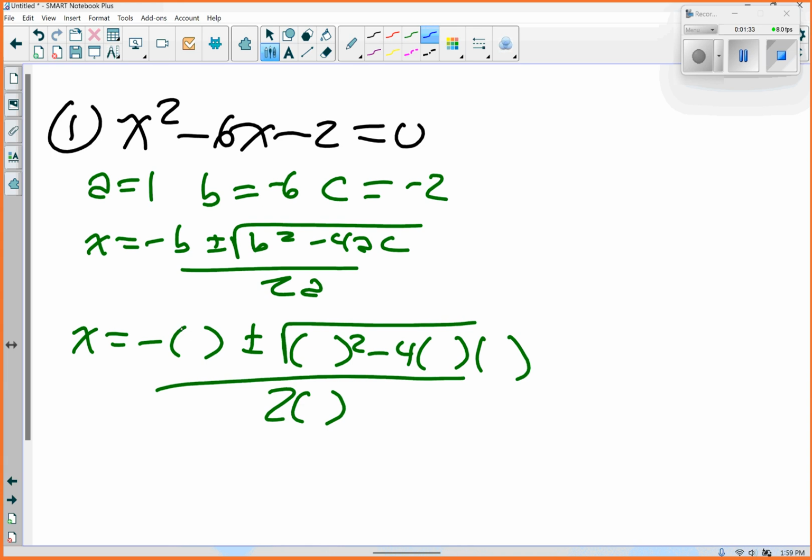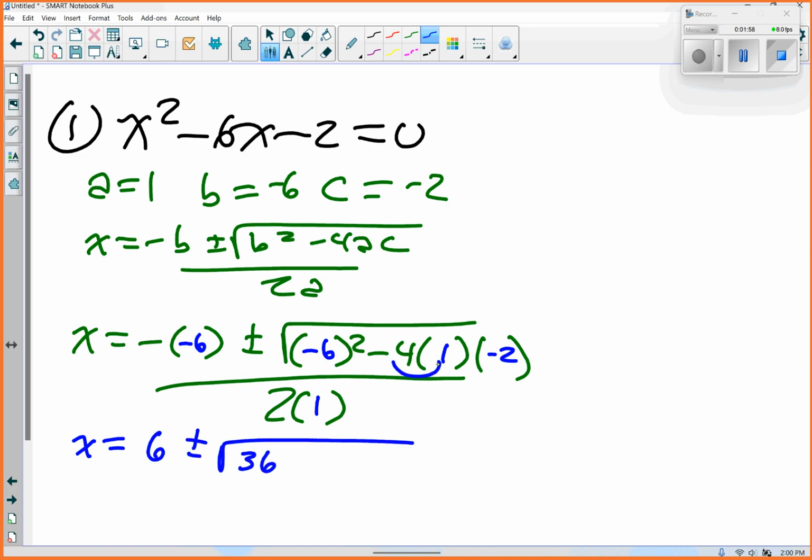All right. Hey, what goes in this first blank? -6. What goes in the second blank? What goes in the third blank? 1. What goes in the fourth blank? -2. And the fifth blank? 1. Everyone feel okay with that? All right. So watch your signs. Agree? Watch your signs. So that gives me 6 plus or minus 36.